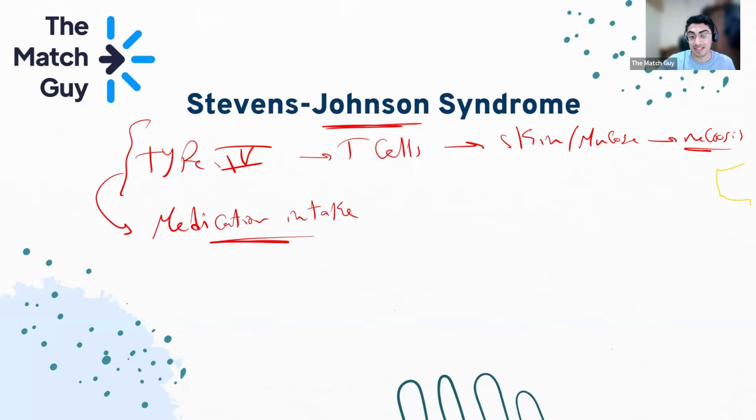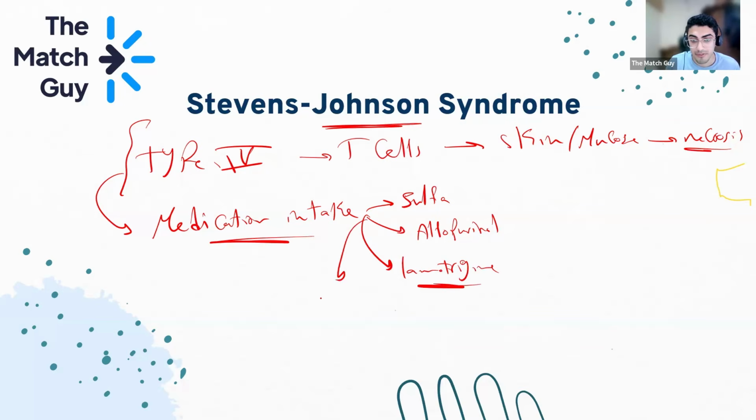Can someone tell me examples of these medications, guys? Amazing. Sulfa medications. What else? Allopurinol, which is a gout medication. What else? Lamotrigine. Amazing. Very important medication. Phenytoin or carbamazepine.